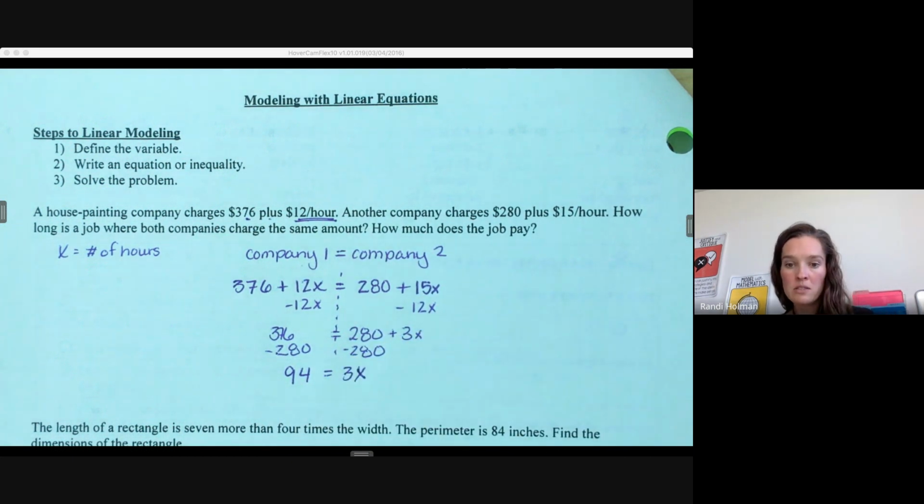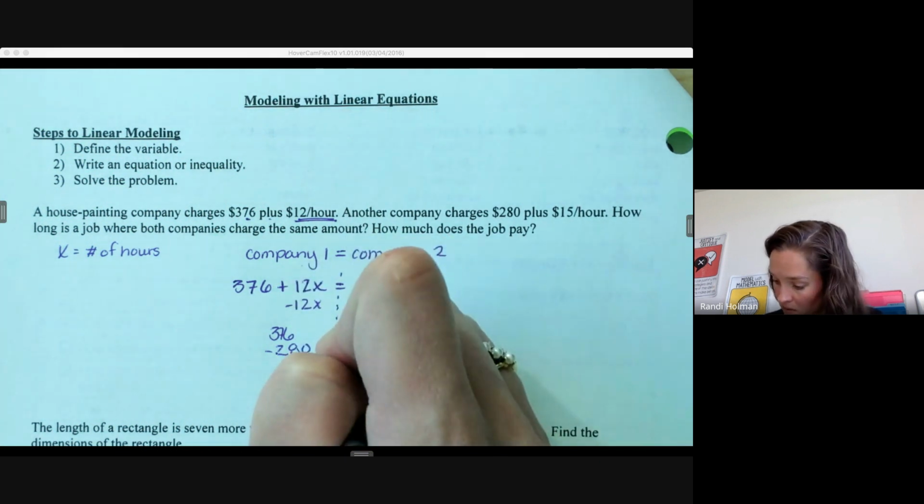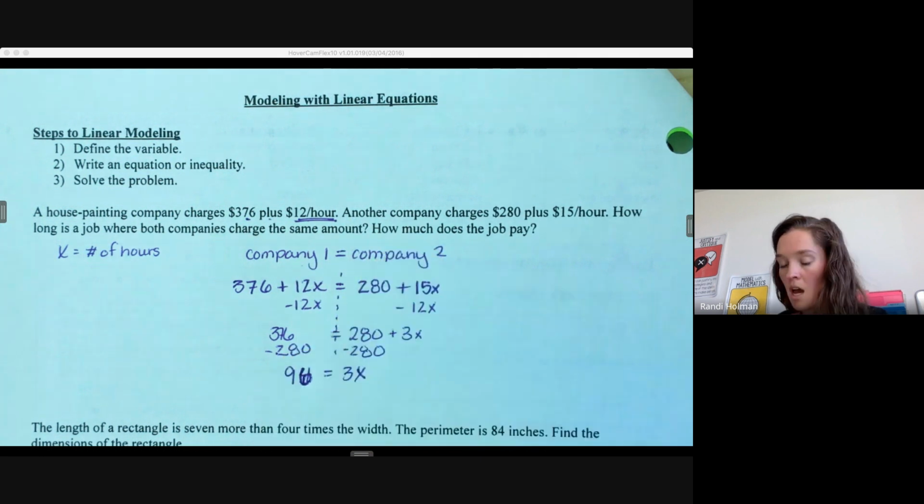Okay, so we're getting close. Again, our goal is to get that variable by itself, and then we're going to put it back in terms of, wow, that's not right. 96, 376, not 374.